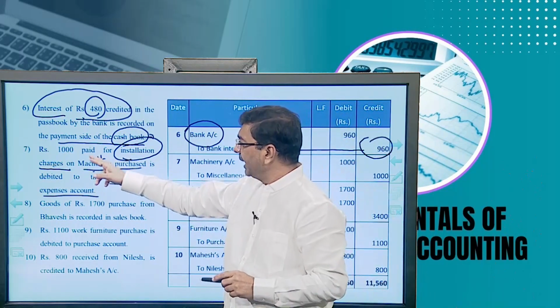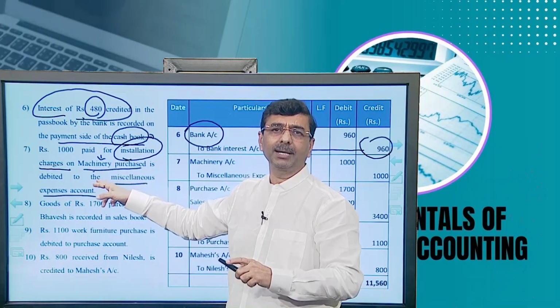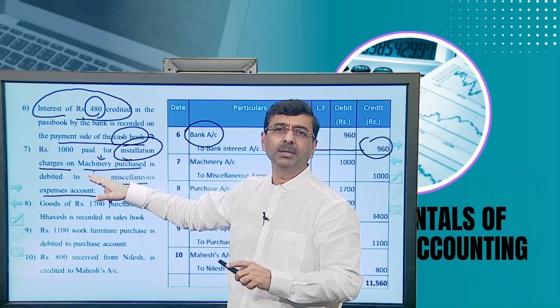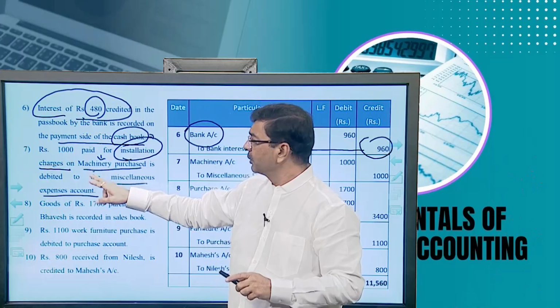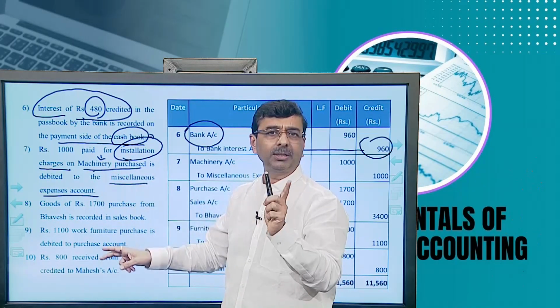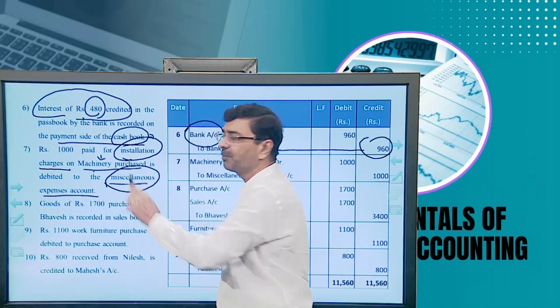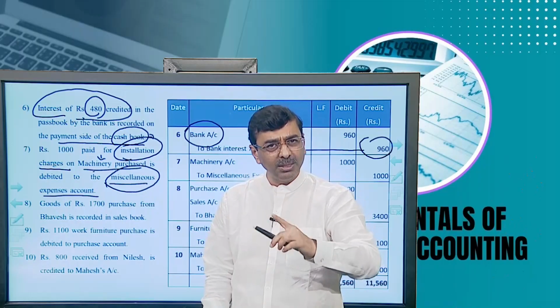Any amount paid for the installation charges of an asset has to be merged with that particular asset. So the 1000 is to be considered as a machinery account, not a machinery installation account. If you write this as miscellaneous expense account, it is wrong, so it has to be rectified.